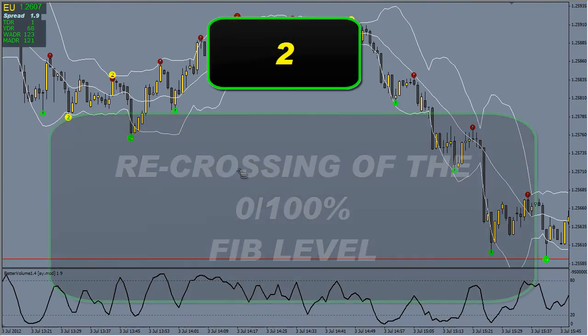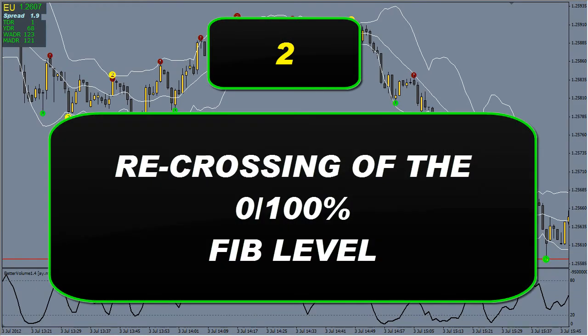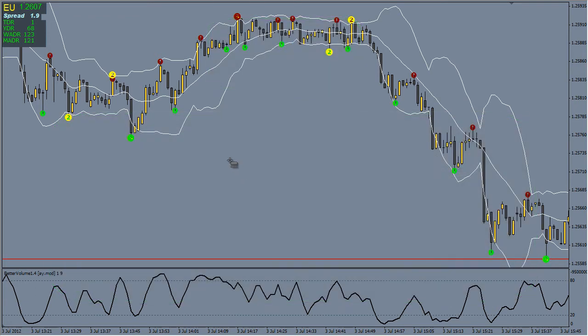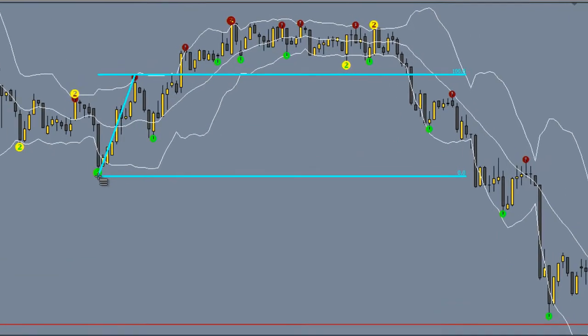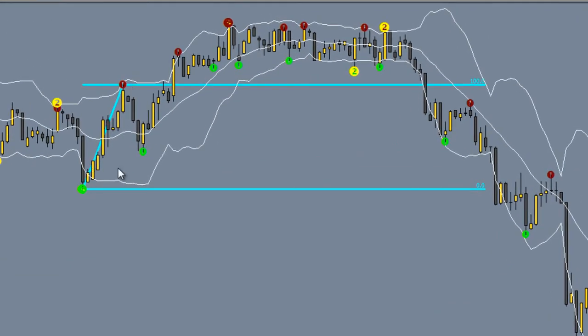Entry number 2 would be a recross of the 100% fib level, where the initial cross failed. So in this case, we'll draw our fibs like so, from this high of the Bollinger Band to this low, using those candle extremes. And we wait for not only a candle to poke its head above the 100% level, but to close above it. And here we have a candle closing above the 100% level. We enter long right there at the open of the next candle.